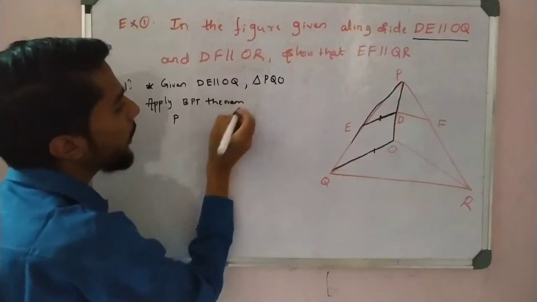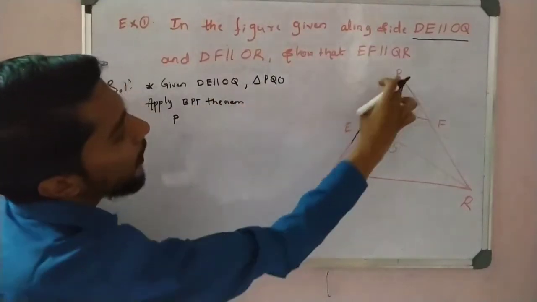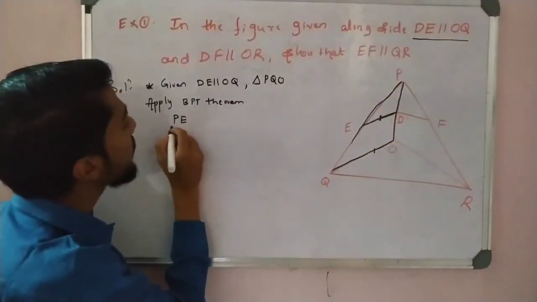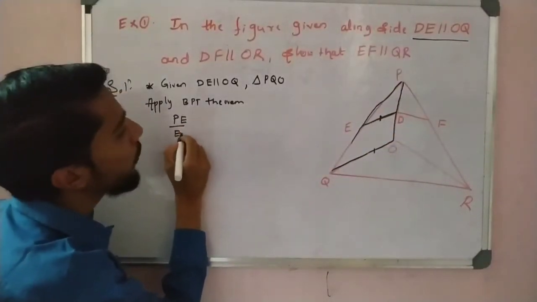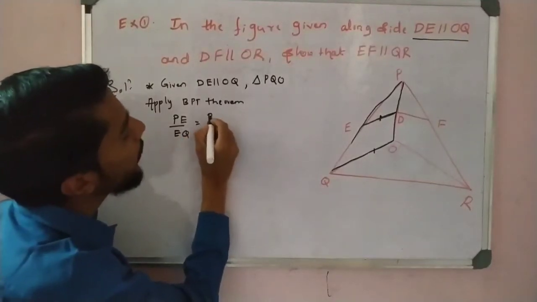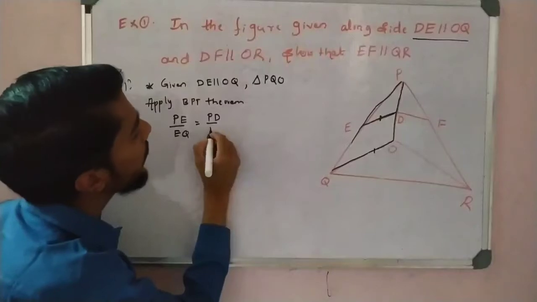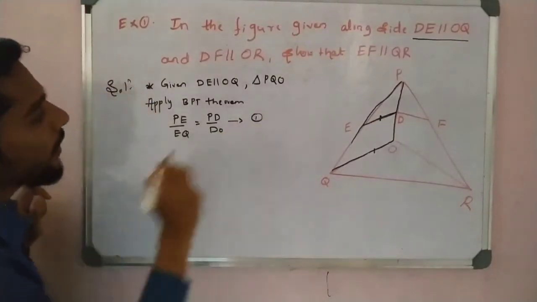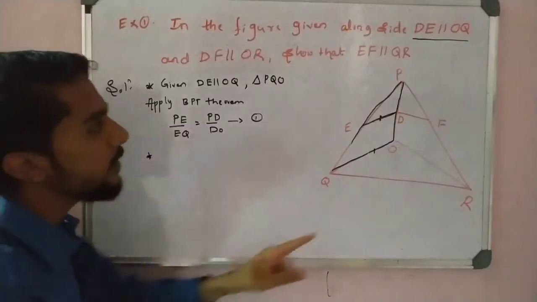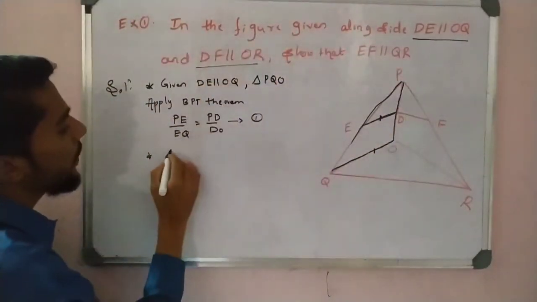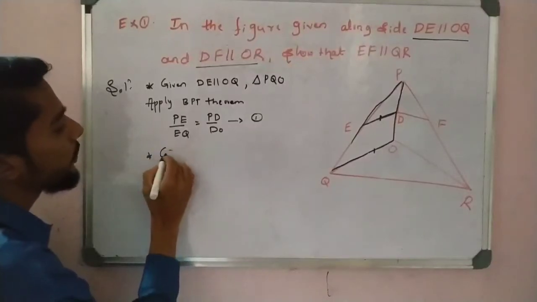Okay, BPT theorem. BPT theorem says that if the lines are parallel, then what happens here? PE over EQ is equal to PD divided by DO. So this is equation number 1. Now select another case.